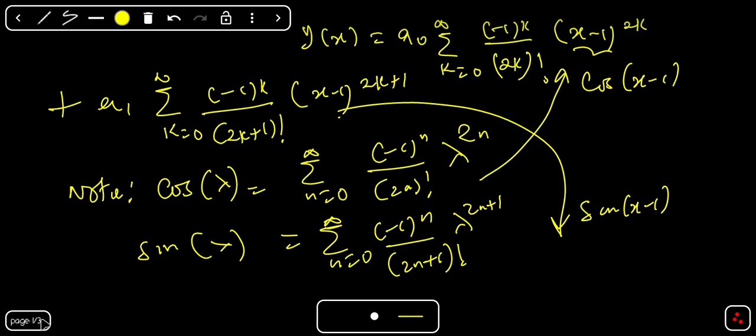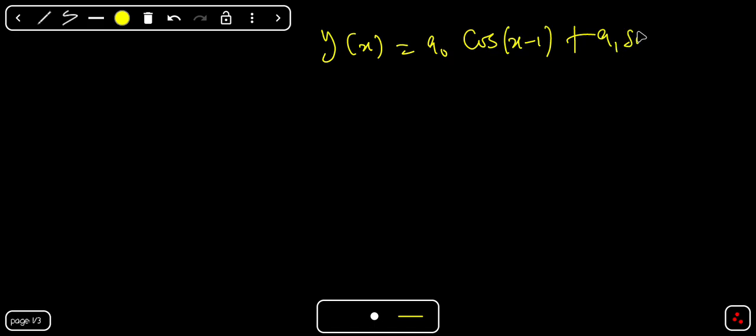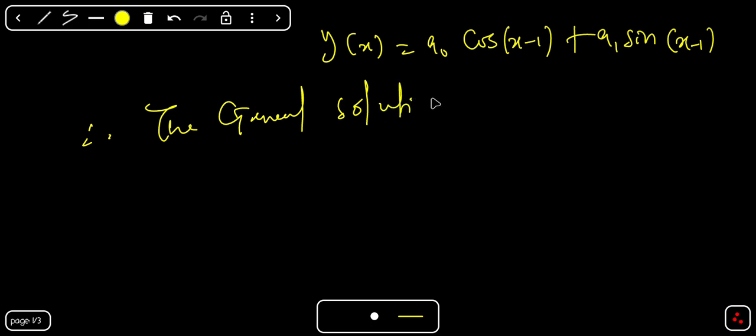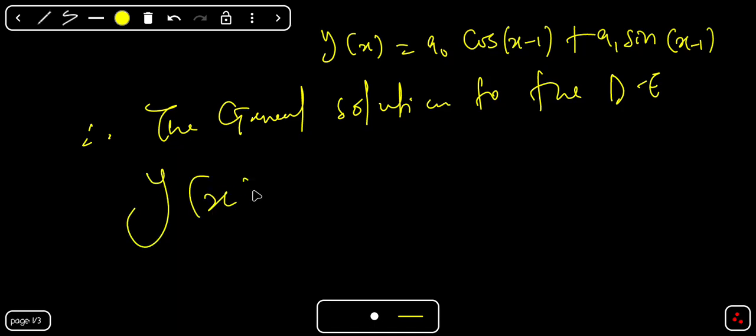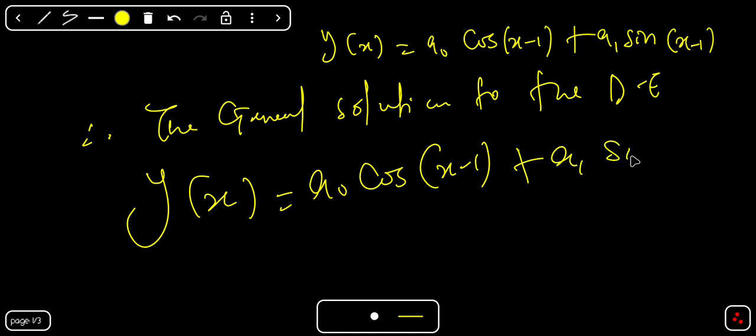So since we have this, we can now join the two solutions together. So we have y of x is equal to a naught cos of x minus 1, plus a1 sine of x minus 1. And that's the general solution to the DE. Therefore, the general solution to the differential equation is y of x is equal to a naught cos of x minus 1 plus a1 sine of x minus 1. All right, so that's the answer to that problem.